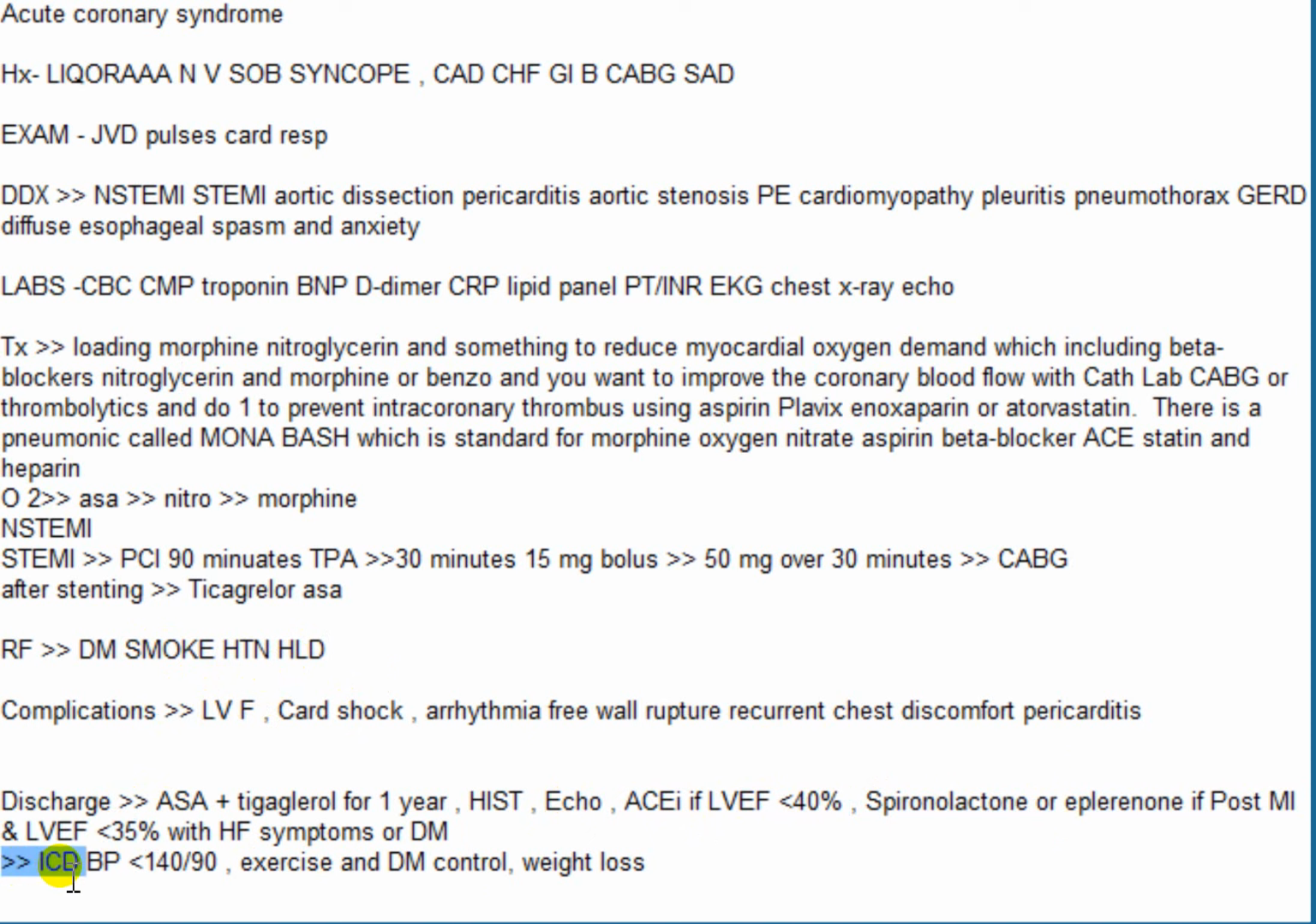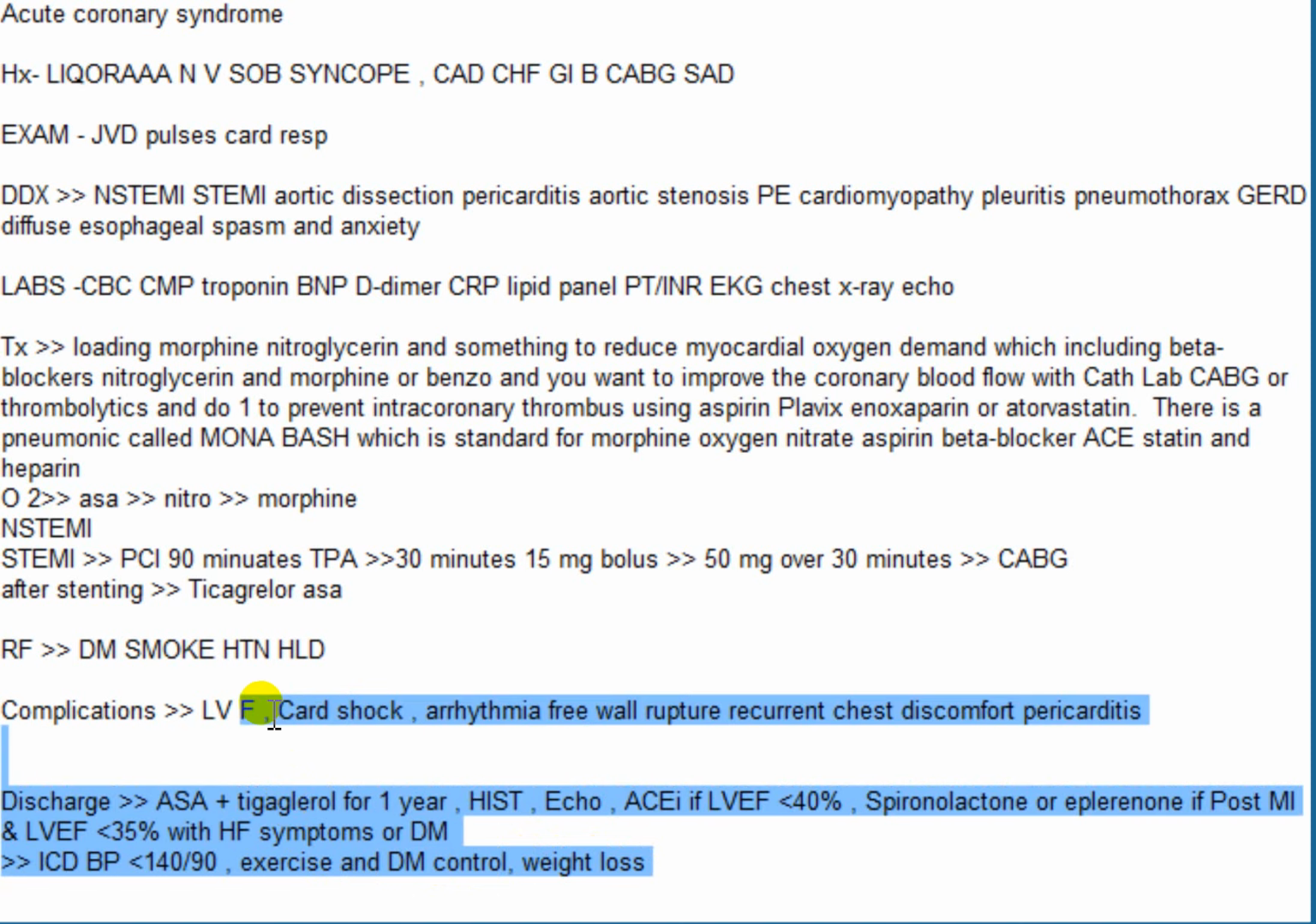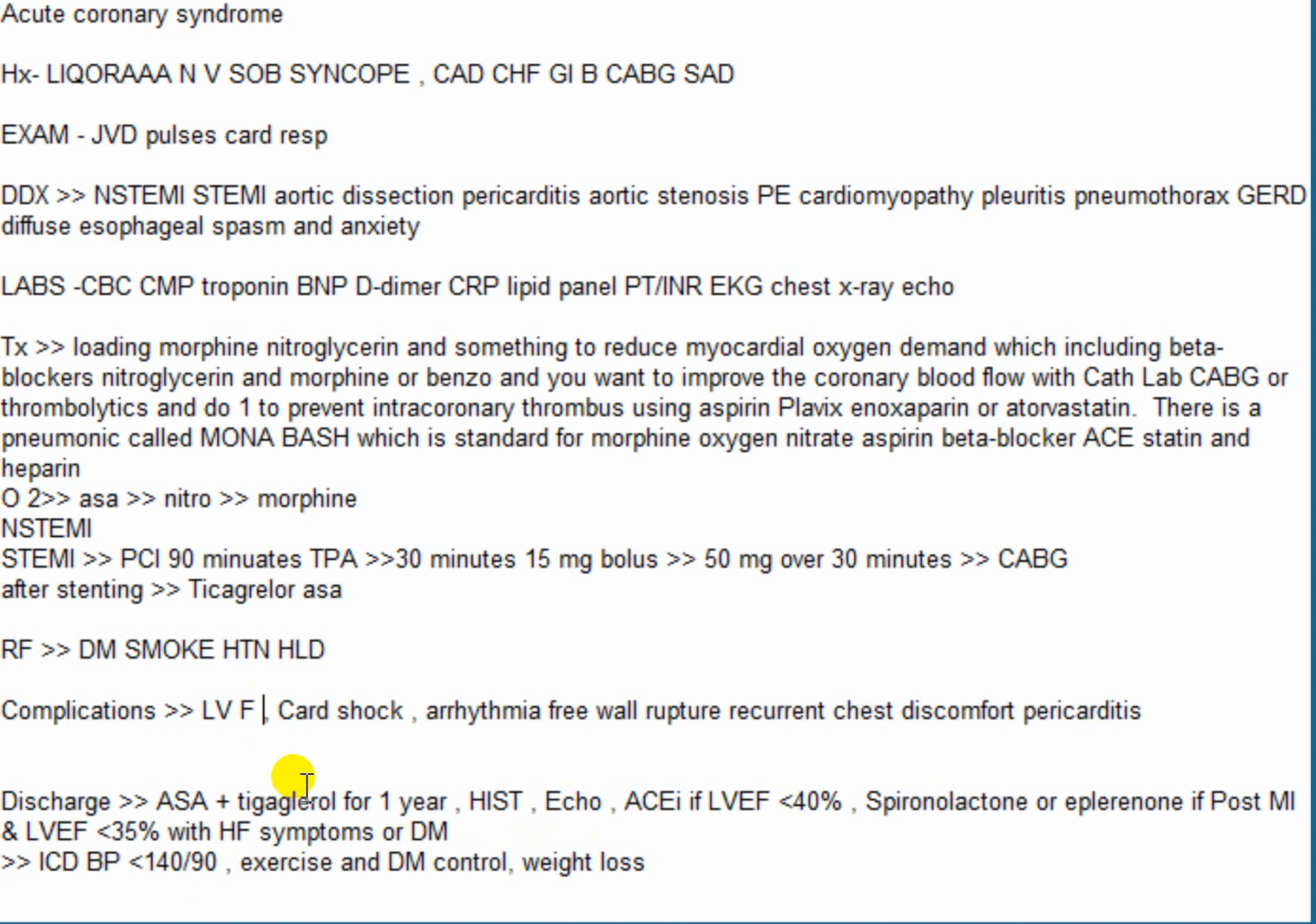You can even consider ICD, maintain blood pressure less than 140/90, exercise, diabetic, and weight control. And that's kind of a summary of acute coronary syndrome. Thank you so much for listening.